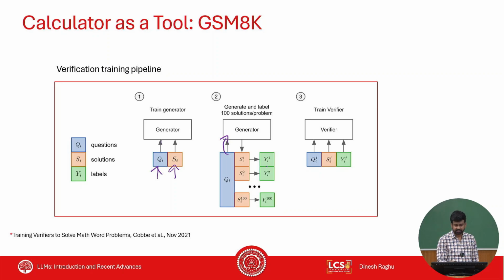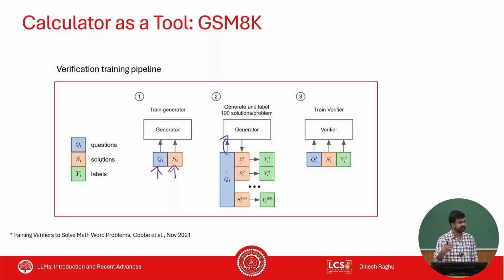So once you have the answer, check whether this answer is right or wrong. So you will get Q, S, Y tuples, and you will get 100 tuples per example. You have 8K examples. Let's say you use 6K for training. So you end up having 6K cross 100 examples to train a verifier. The verifier is also a GPT 175 billion model.